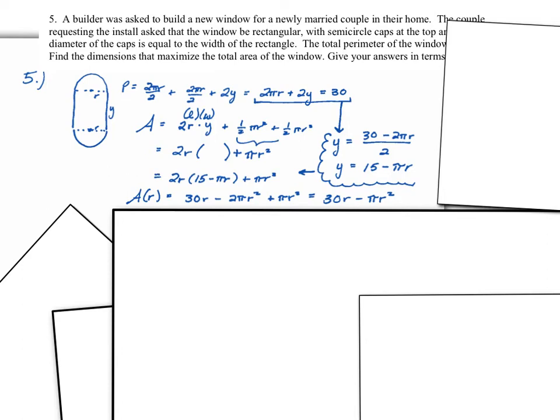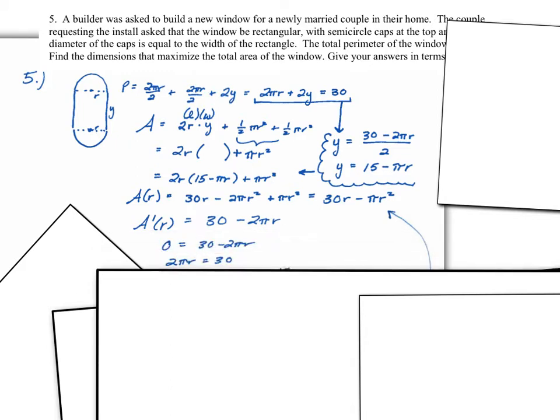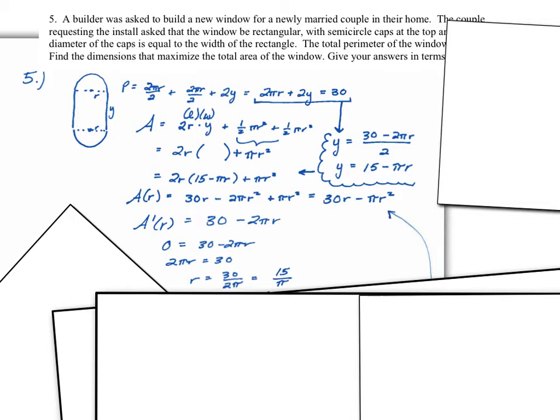So we distribute, we get a polynomial. Altogether we have 30r minus pi r squared. We take the derivative, we end up with 30 minus 2 pi r. Setting that equal to 0, we're going to get 2 pi r equals 30, r equals 30 over 2 pi, or 15 over pi. And that 15 over pi is a maximum.